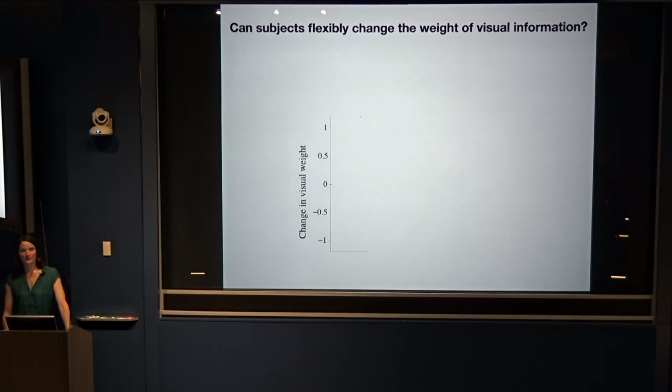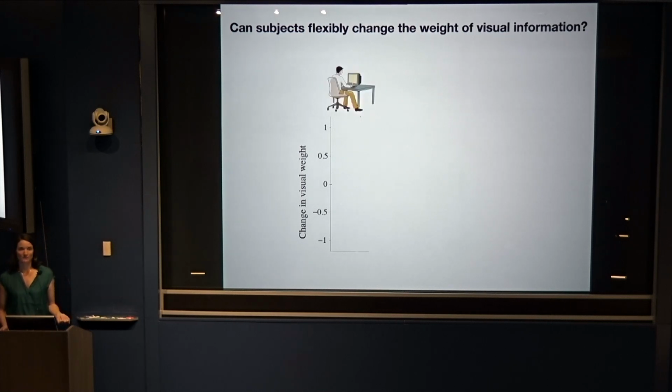So the way that we look at the data is this. By fitting a number of models, we calculate the change in visual weight, that is how much weight each individual subject assigns to the visual stimulus. And in this particular configuration, anytime this has a higher value than 0, that means that the subject did the right thing, because this is for trials when the visual stimulus was reliable and the auditory stimulus was not. So anytime the value is above 0, that means the subject is doing the right thing.